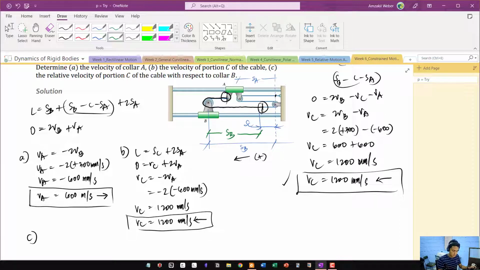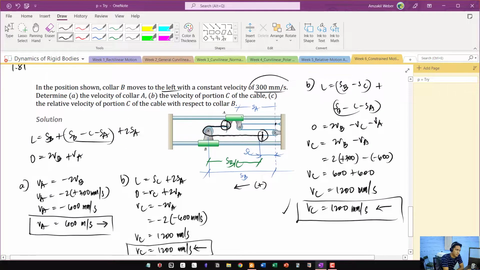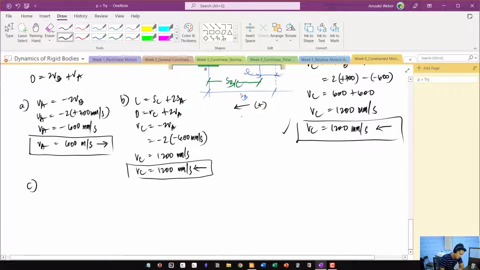So we're going to analyze C with respect to B. How are we going to do that? The relative velocity of portion C of the cable with respect to the collar B. Do we have collar B? Yes. Actually, we can do both solutions. The question really is VC/B, so VC/B is just VC minus VB.